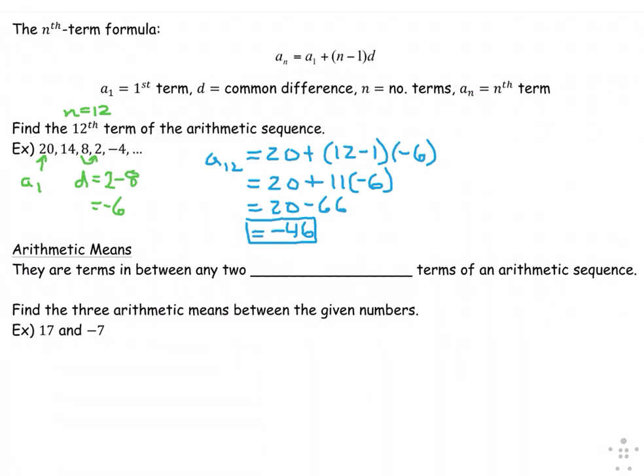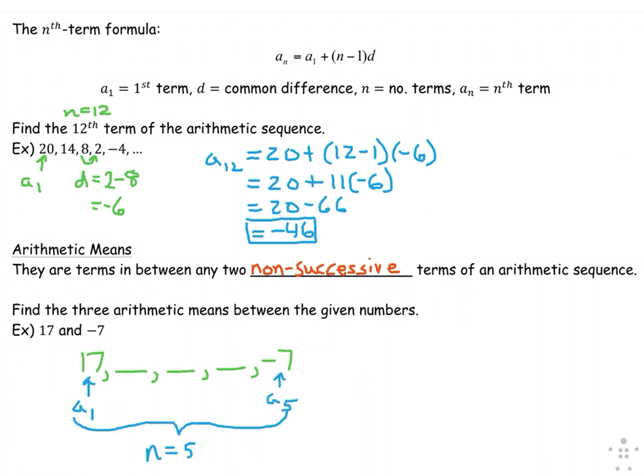We will now use the same concept of arithmetic sequences and remove consecutive terms, hence the use of the word means. In order to set up these problems, you have to read the directions carefully. We are asked to find the 3 arithmetic means between these two given numbers. So we're missing 3, and these are the beginning and the end of this sequence. That sets up the following sequence, where we leave gaps for the arithmetic means in between.